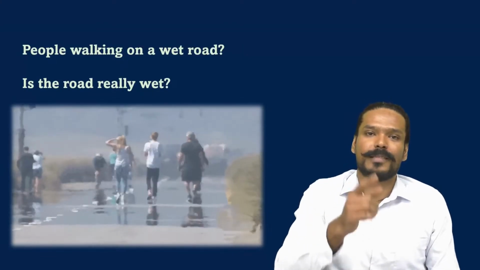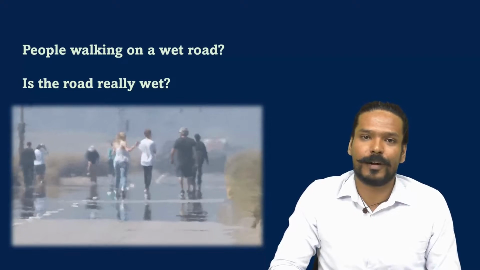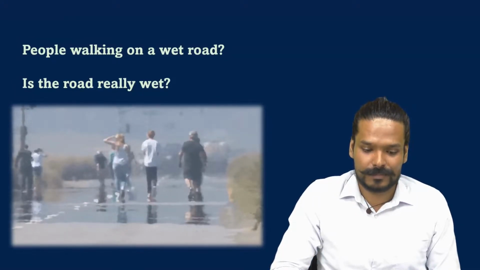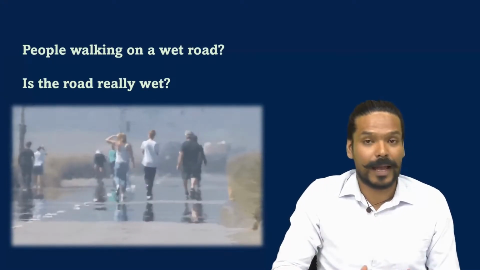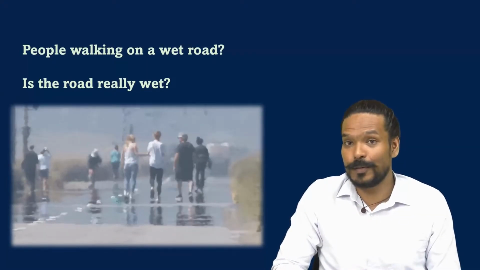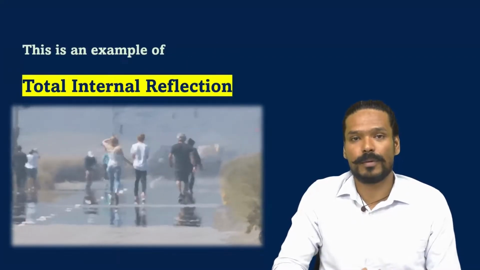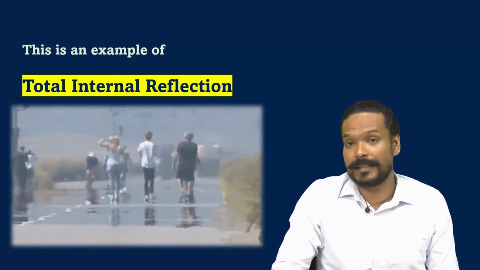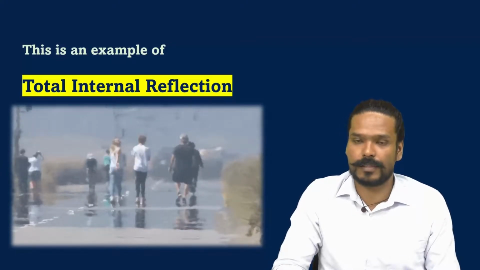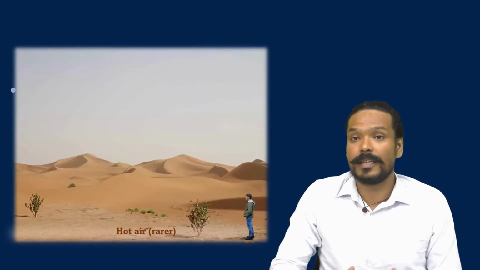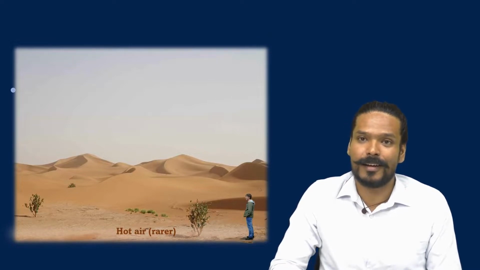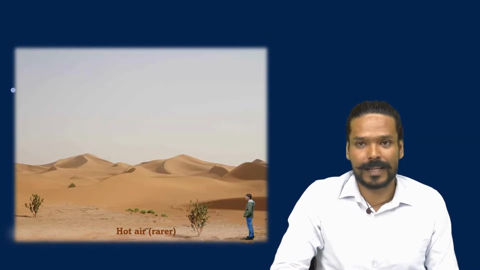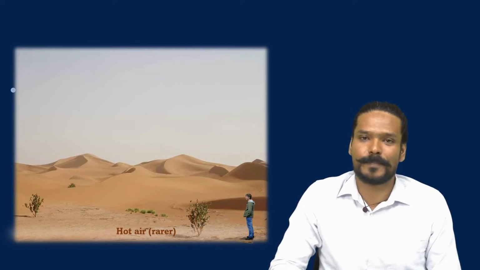So this is an example of total internal reflection. Okay, so you can see here people are walking on the ground, so there appears to be water flowing on the road, but actually there is no water, it's just an illusion, right? So mirage is an example of total internal reflection. Now the same effect can be observed in deserts. You might have heard people getting lost in the deserts due to this illusion. Let's understand why this happens.